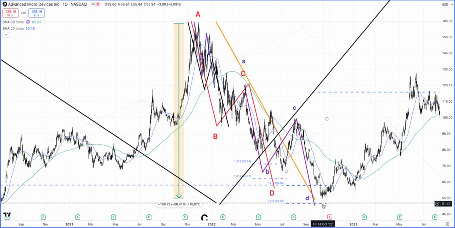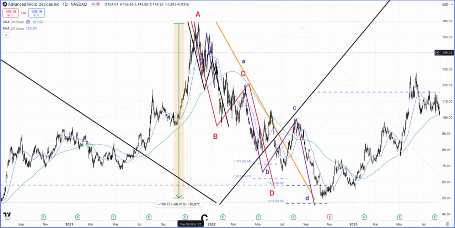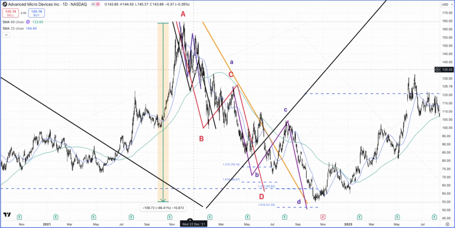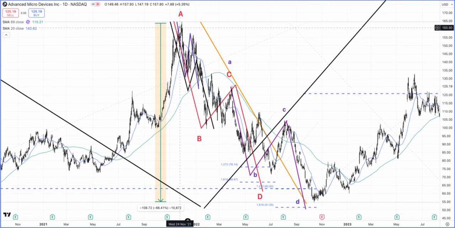$61.30, and the actual low came in around 51, so about $10 lower. But this was the larger one, and within the AB leg we have this black one. I've not labeled it, but if you look closely, it is actually an ABCD. Within that there was also this purple one, which is even the smaller one.